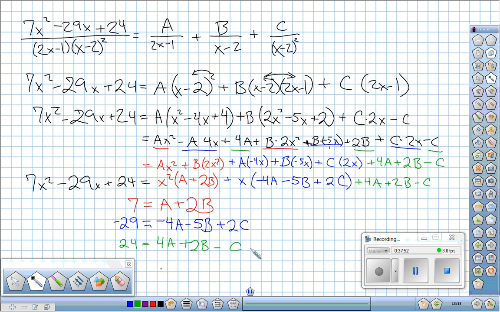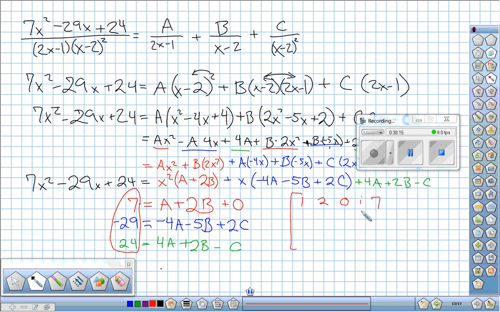Okay, I can set this up as a matrix. I can solve it like a systems of equations. If I wanted to set it up as a matrix, make sure that you take your numbers over here and put them on the right-hand side of the matrix. So if I was to make a matrix, I would have 1, 2, 0, 7. I'm going to make an augmented matrix. Then I would have negative 4, negative 5, 2, negative 29. Then I would have 4, 2, negative 1, 24.